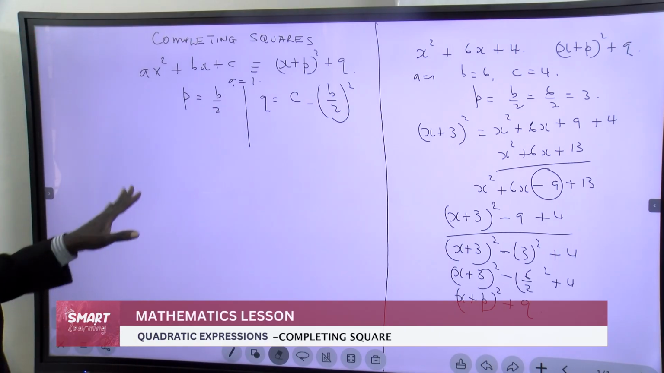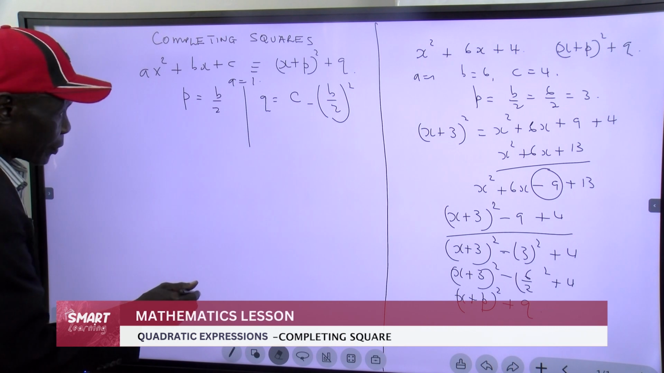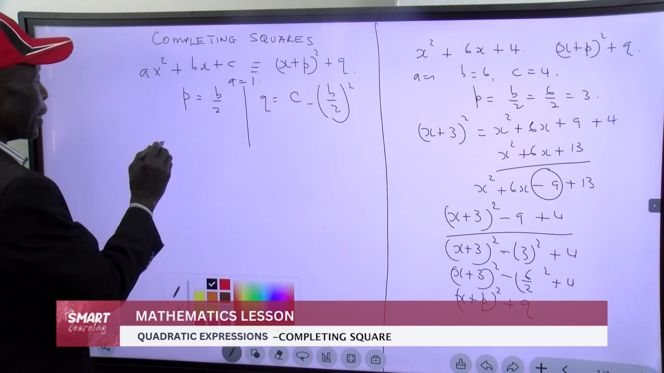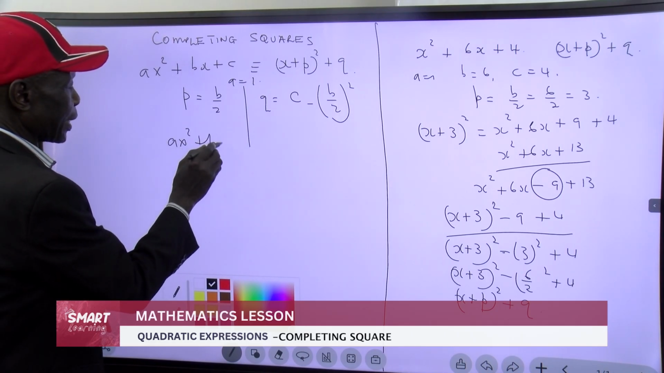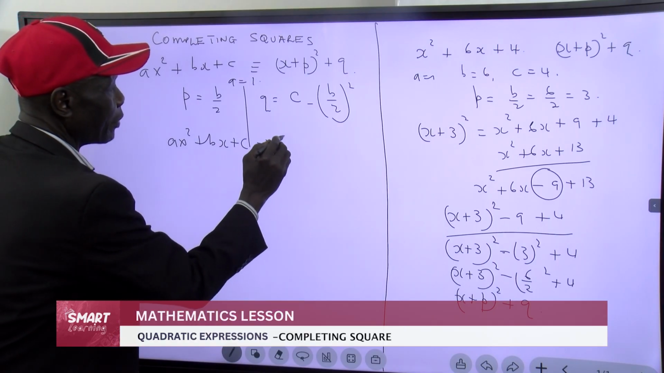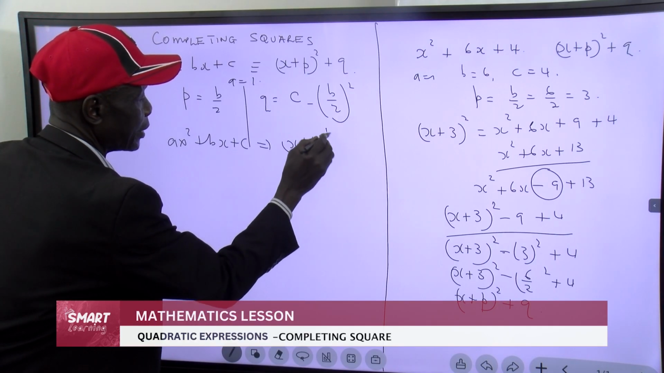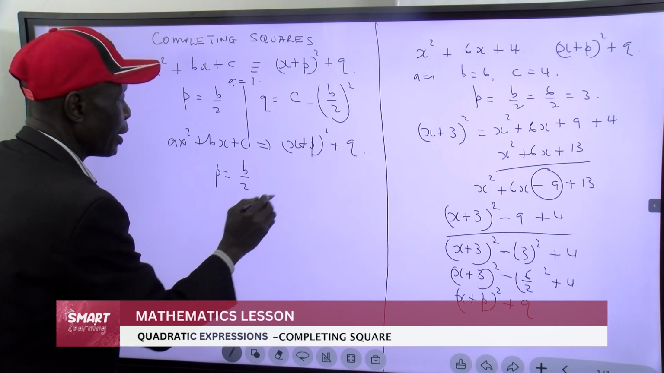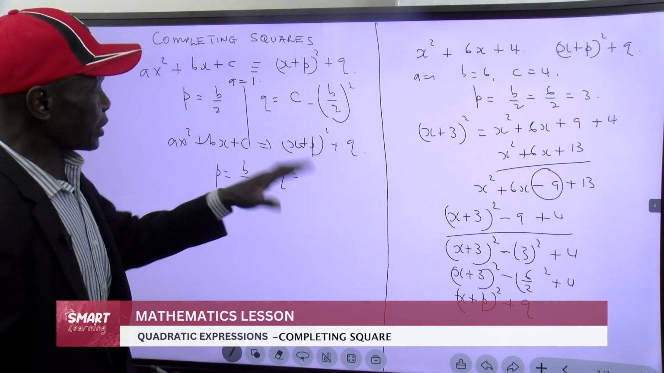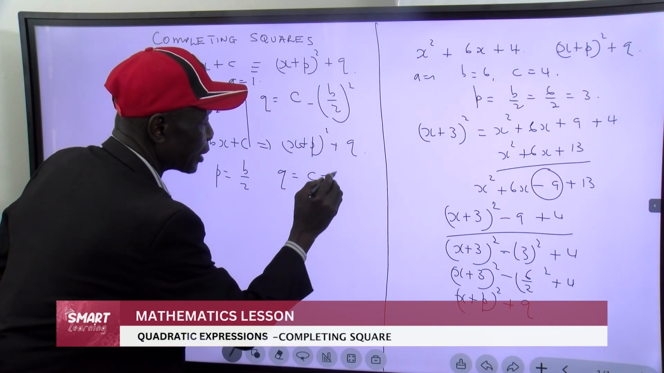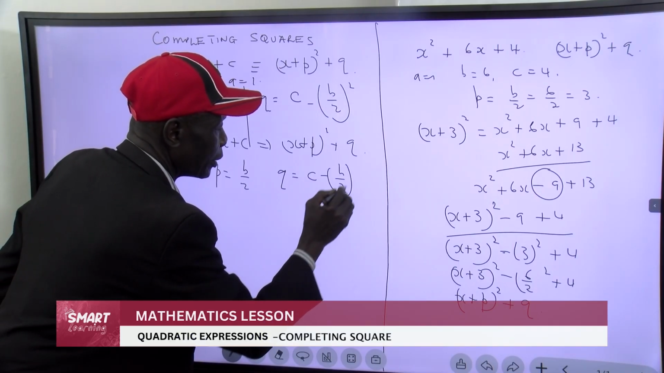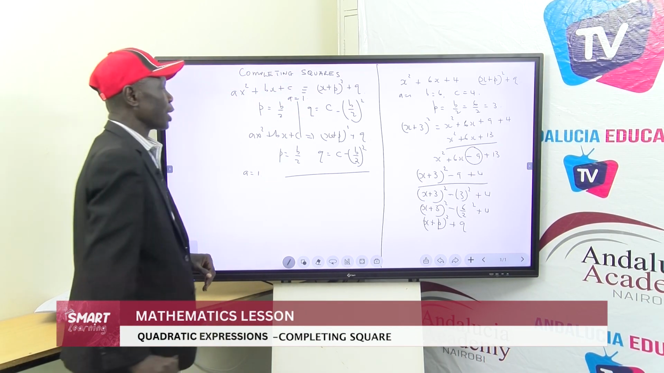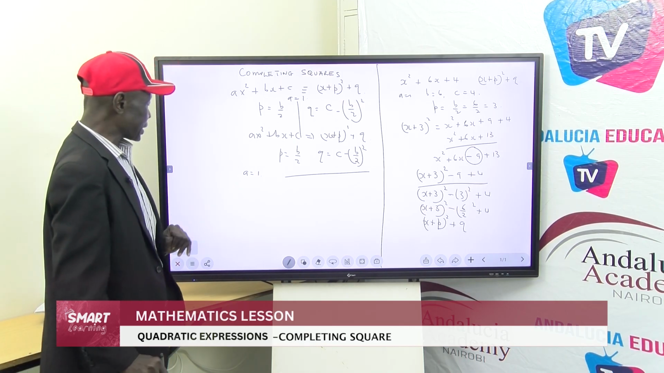So when you are given an equation, what you need to do, to write a quadratic expression in the form of a perfect square, is take your ax squared plus bx plus c in the form of x plus p squared plus q. Your p is the factor, which is b over 2, and your q is the sum, which is c minus b over 2 squared. And this is possible only when our a is equal to 1. So we are going to have some examples.